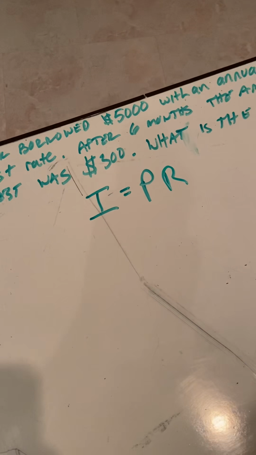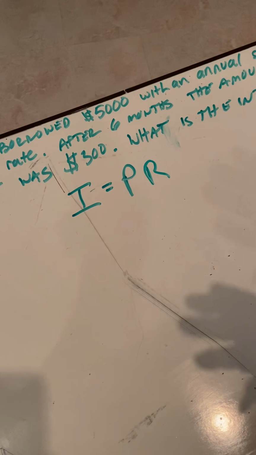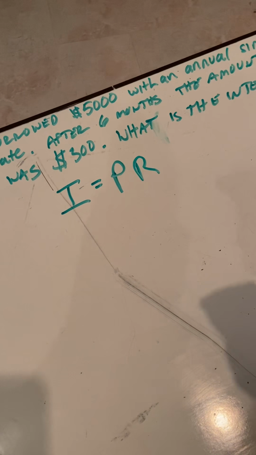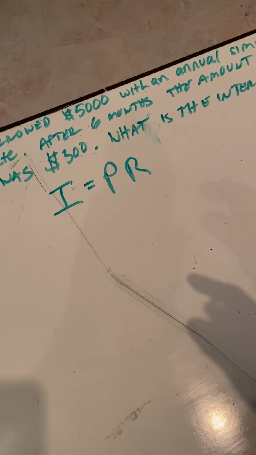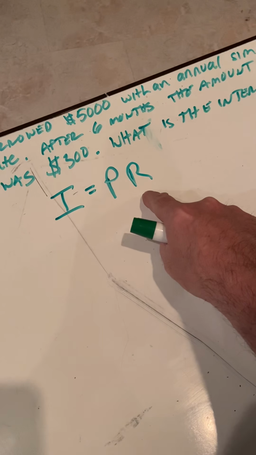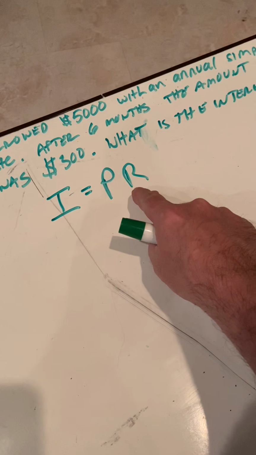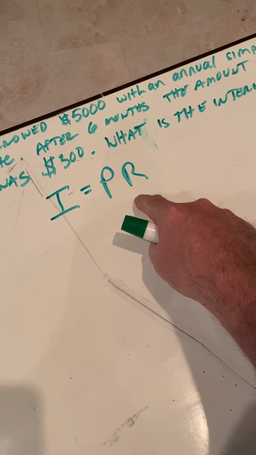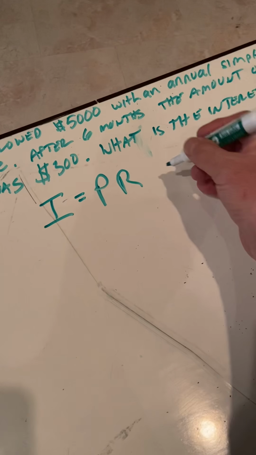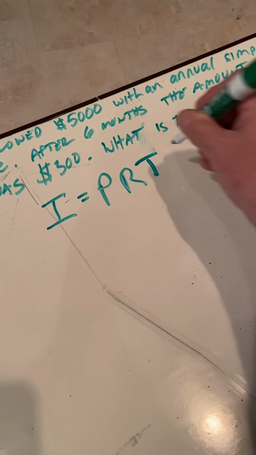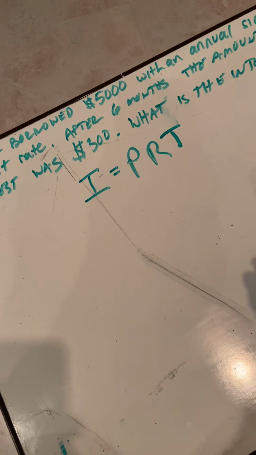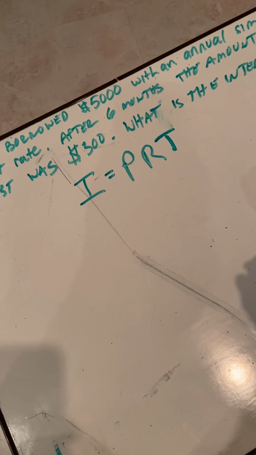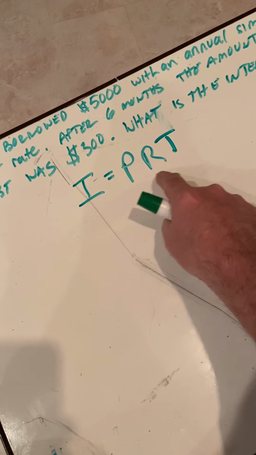R is the rate, interest rate, 10%, 5%, and usually it's based on an annual, which is 1 year. So oftentimes in problems, it's going to be 1, but it's not always 1, which we'll find out momentarily. And the final variable is T, which obviously stands for time. So the equation of interest is I equals PRT.